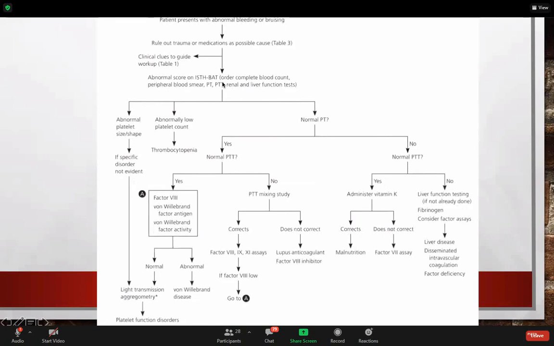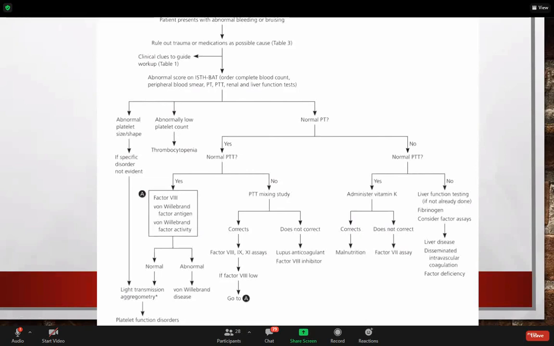Let's say they have significant bleeding and you'd like to investigate. Well, you start with the CBC to look for a platelet disorder as well as the coagulation profile, which is PT and APTT. And you go from there. If they have an abnormal platelet count, you go to thrombocytopenia, and you start the workup for thrombocytopenia as we explained early on in one of the cases.